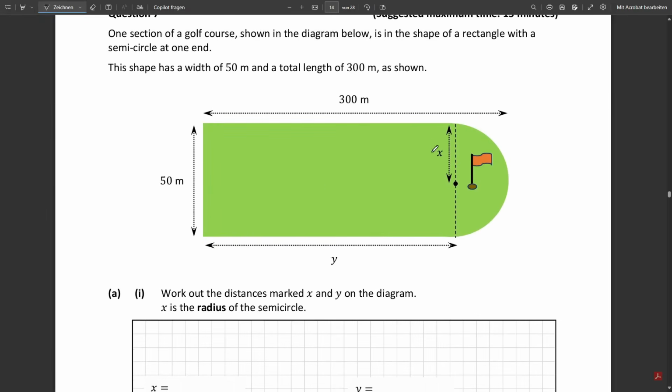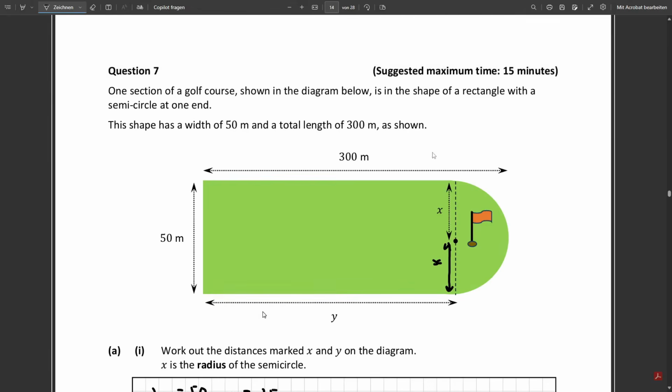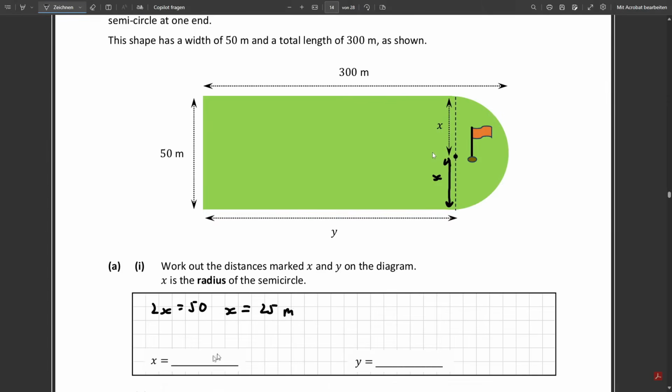So here you can see that this is x, and then obviously this is another radius, so this is also x, right? So that means 2 x's is equal to 50. That means that x is equal to 25, and then these are all in meters, so x will be in meters. It's 25 meters, and that's a radius, so that's why they're both x.